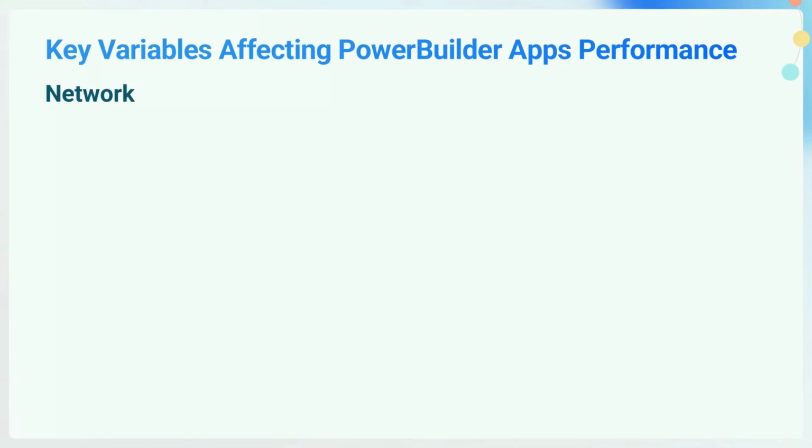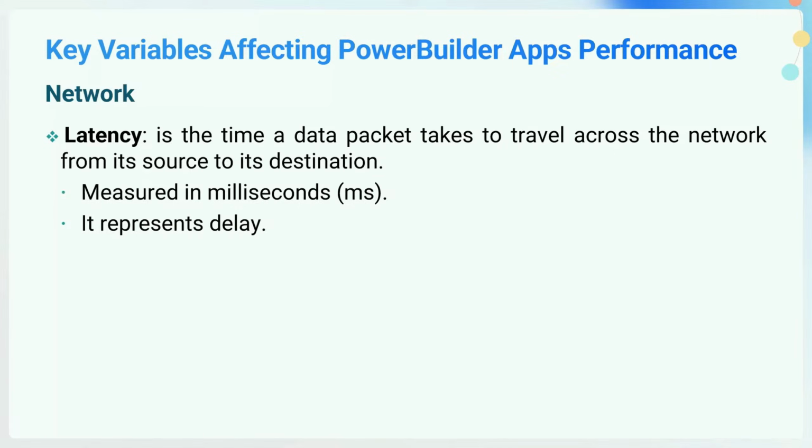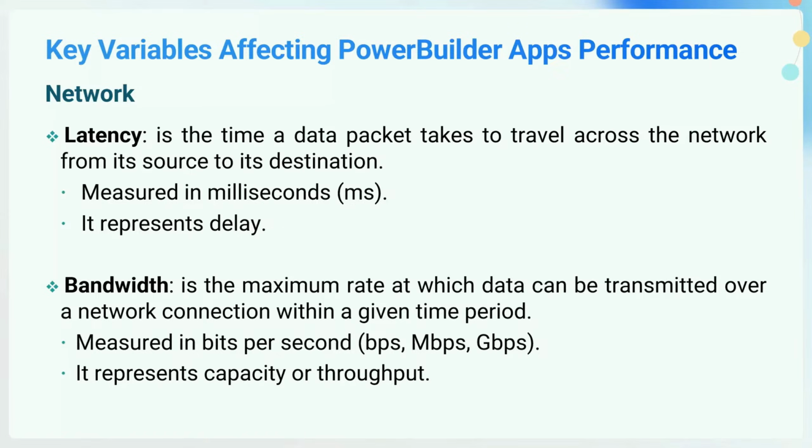When we talk about the network, two key concepts matter most: latency and bandwidth. Latency is simply the delay, how long it takes for a data packet to travel from one point to another. It's measured in milliseconds and directly impacts responsiveness. Bandwidth, on the other hand, is the capacity, how much data can be transferred per second. It's measured in bits per second, and it defines how much information can flow at once.